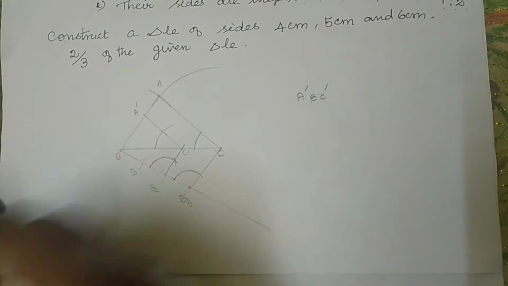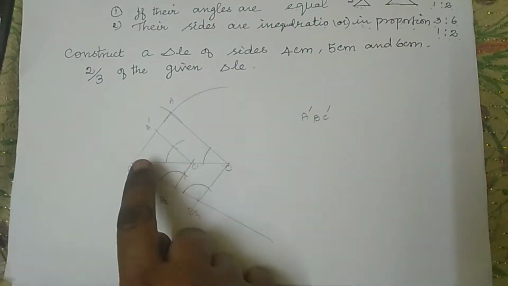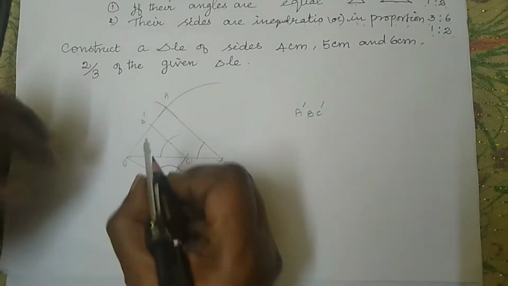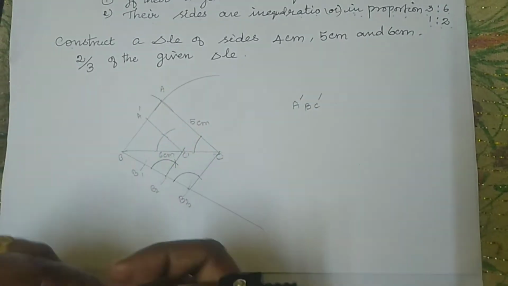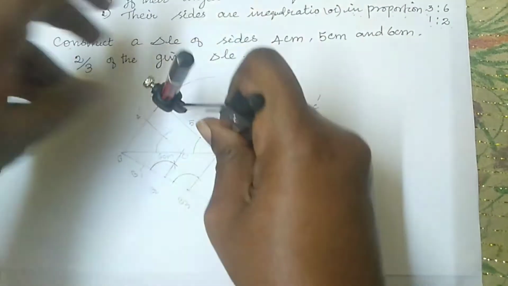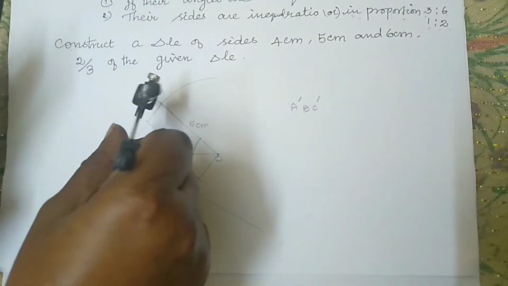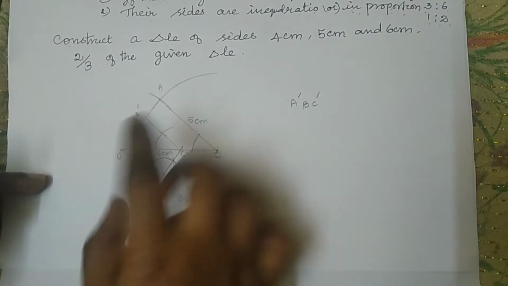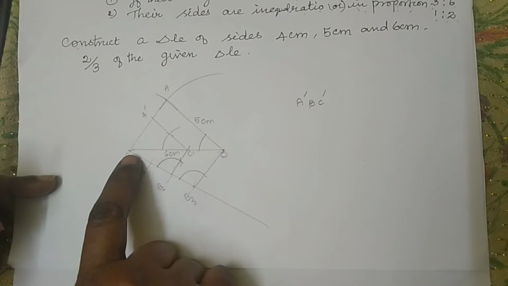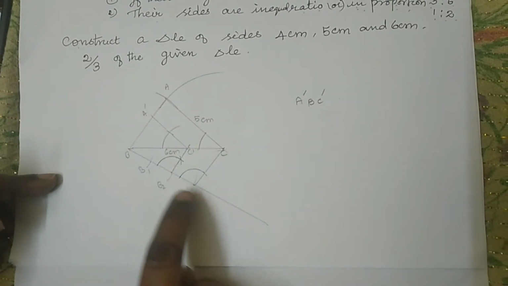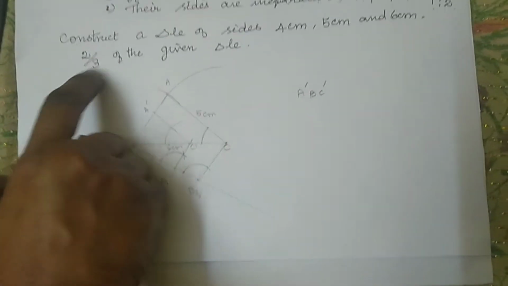Once again, first we are constructing a triangle of side 4 centimeter, 5 centimeter and 6 centimeter. I have drawn a line for 6 centimeters first. Then from this side I'm taking 5 centimeter and I'm cutting an arc from here. I'm cutting an arc for 5 centimeter. Then from here I cut the arc for 4 centimeters. Then I joined all this, made a triangle. Then next you have to take acute angle, and in that we cut equal divisions 1, 2, 3. So here we have the number 2 by 3 of the given triangle.